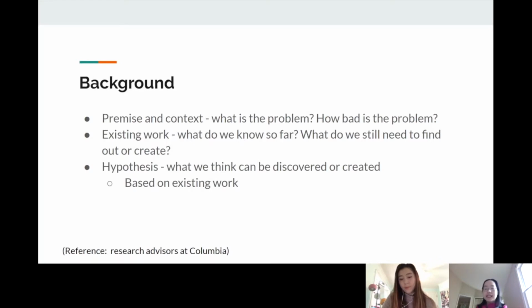So based on existing data, based on data and results that have already been created, what do you think can be discovered anew? So for example, the first mention of CRISPR was that there were these strange repeats in the bacterial genome. And then your hypothesis is maybe this is some kind of mechanism that protects the cell in some way. And I think we can discover what this mechanism does, and it's going to be useful.